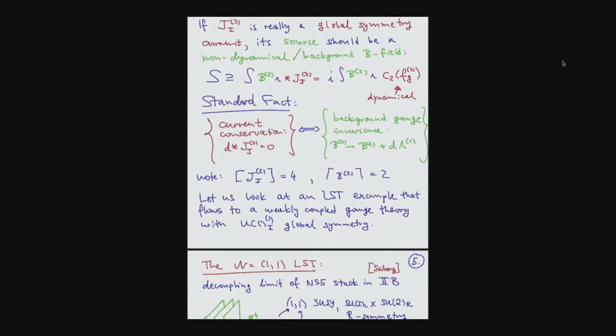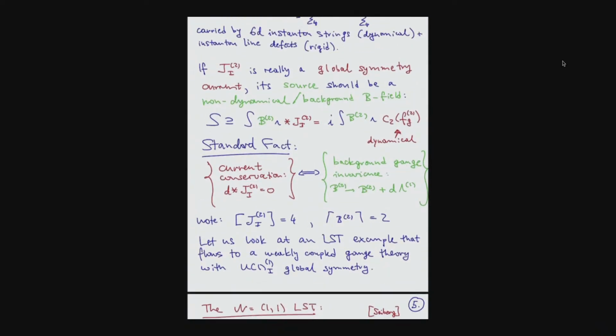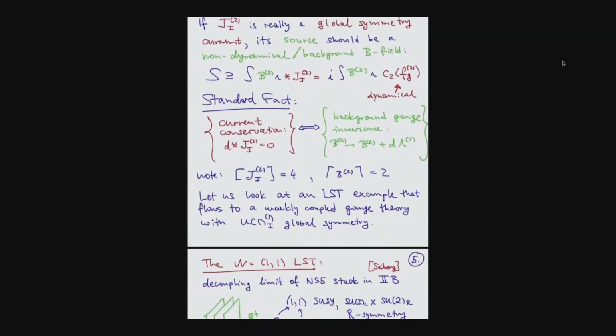Okay, very good. So this is the general thing I wanted to start with. Now I'm going to start looking at a little string theory example that flows to a weakly coupled gauge theory that has this symmetry. So are there any questions before I move on? Okay. Good.